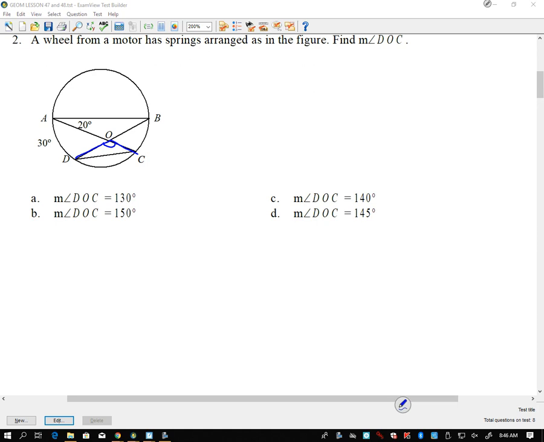Take a chance to look at it. How can I find measure angle DOC? You got an answer? What's your answer? 145 degrees, Michael says. Do you know how you got it?